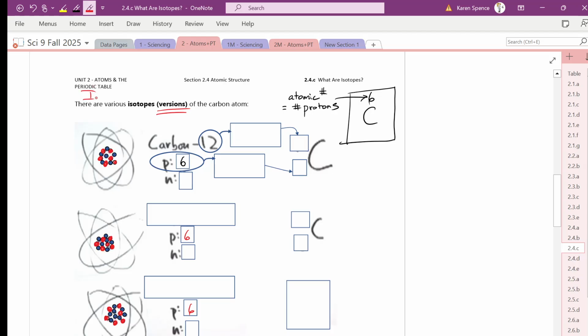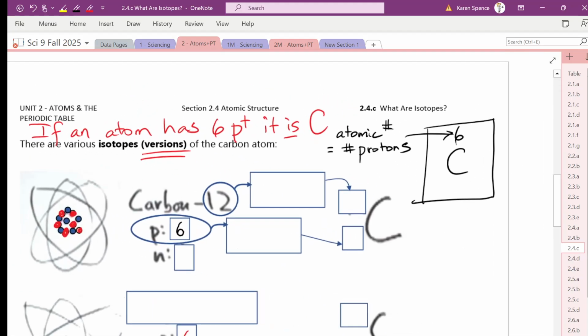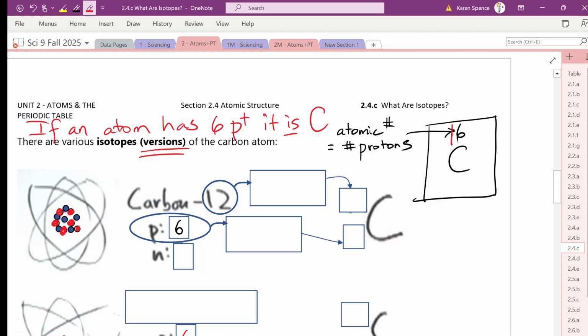If an atom has 6 protons, it is carbon. And that's why at the top of the periodic table, we can definitely write 6 here. Right? The atomic number, the number of protons, it never changes.